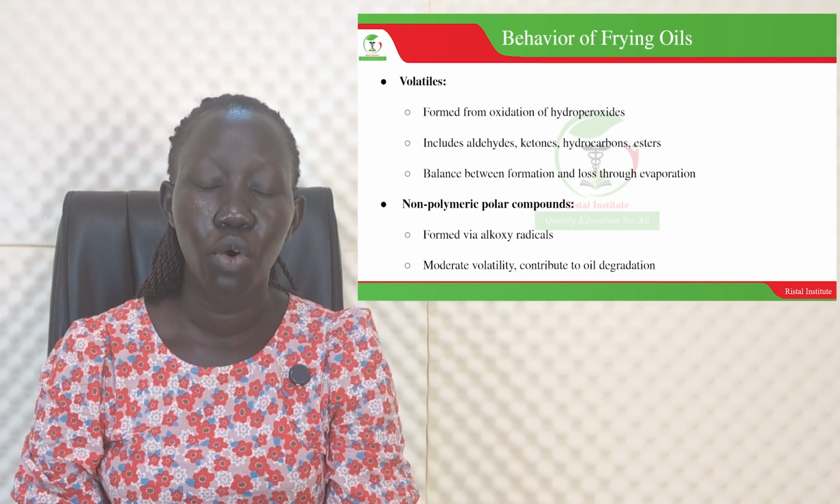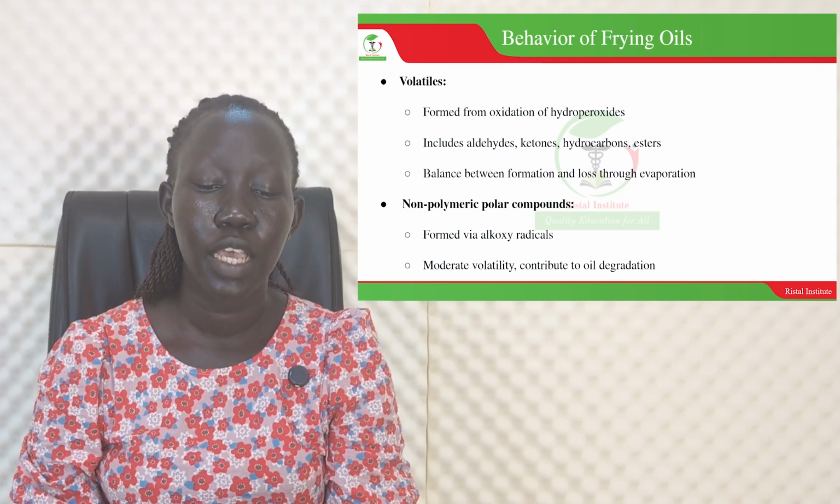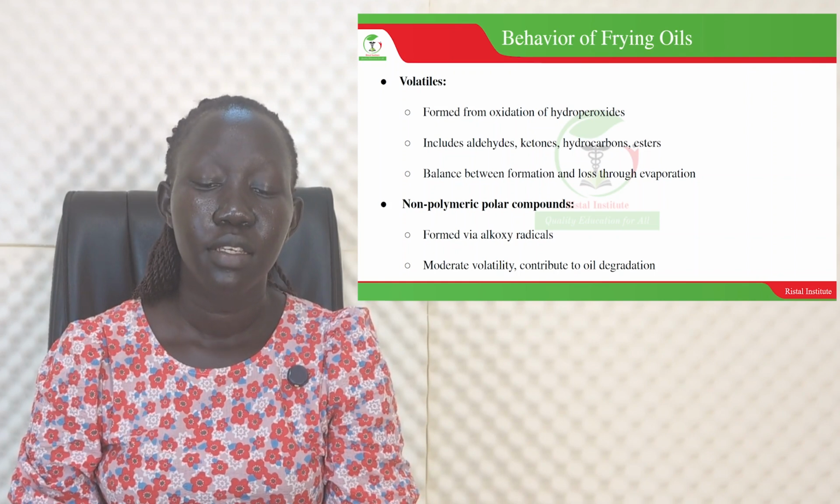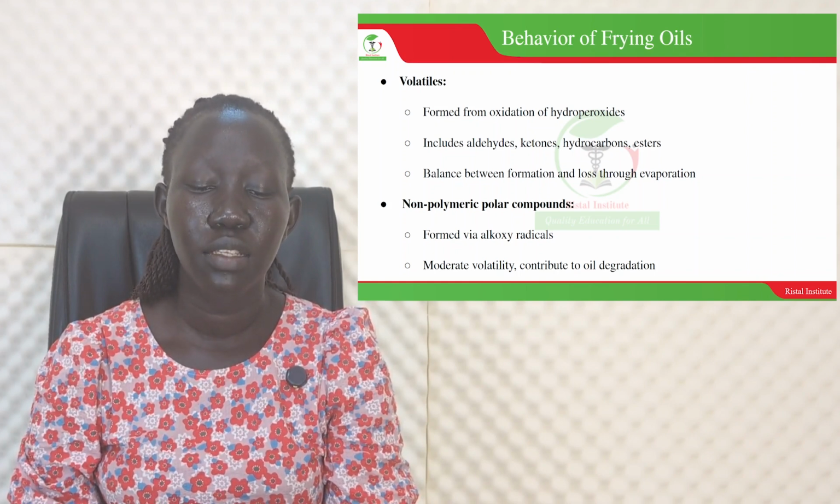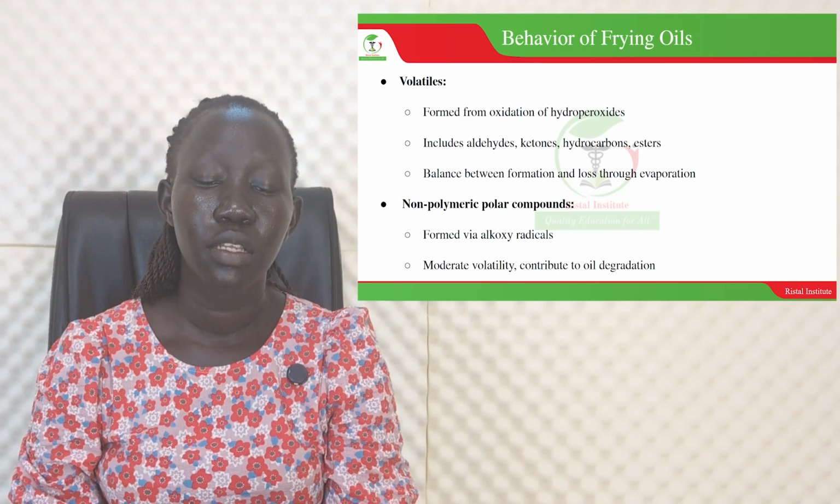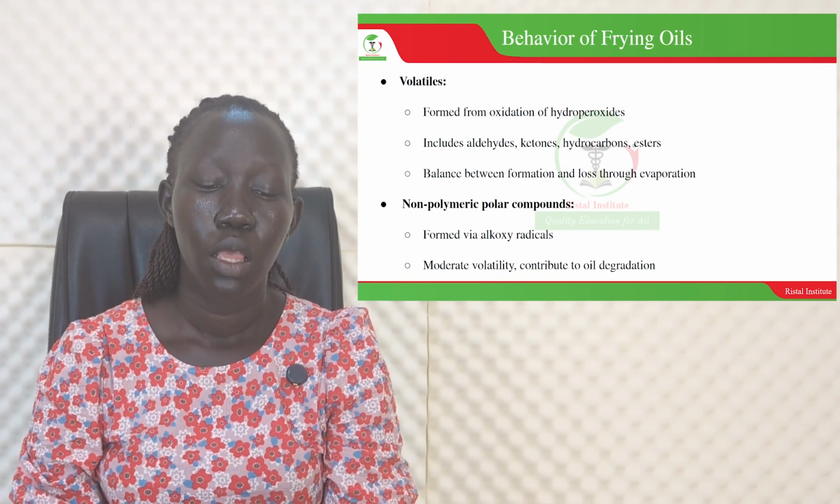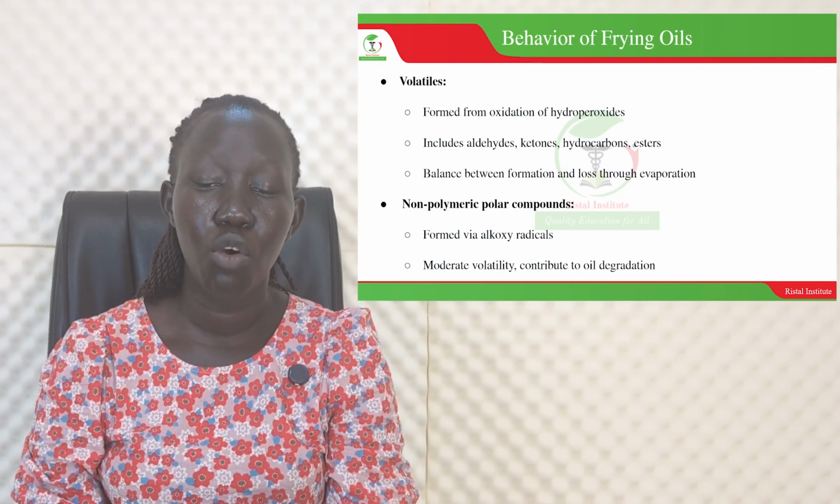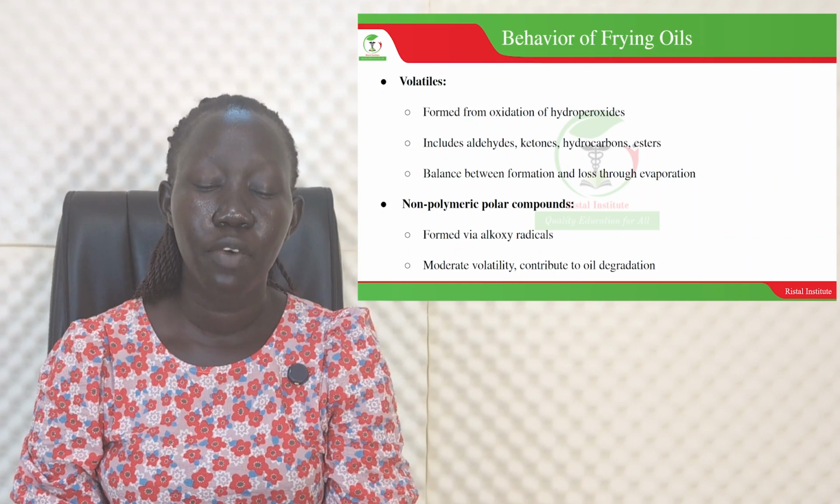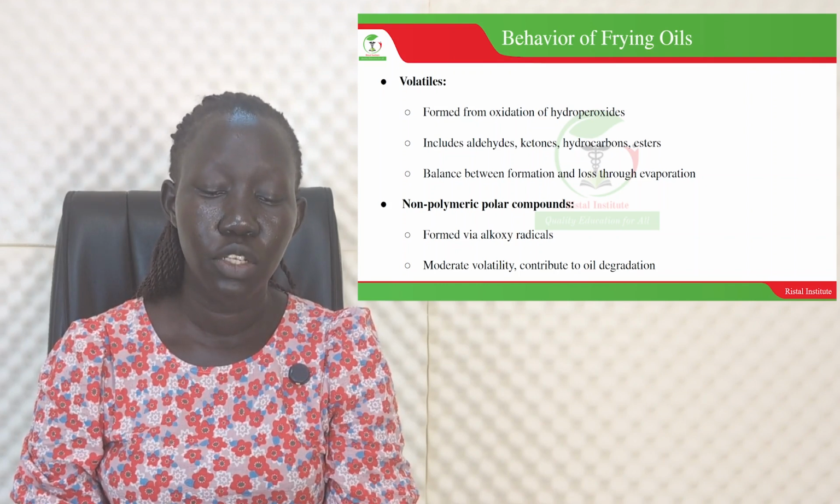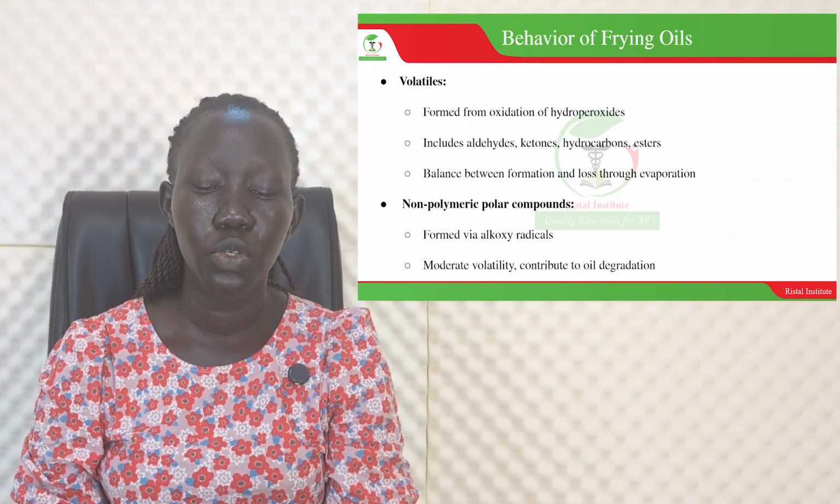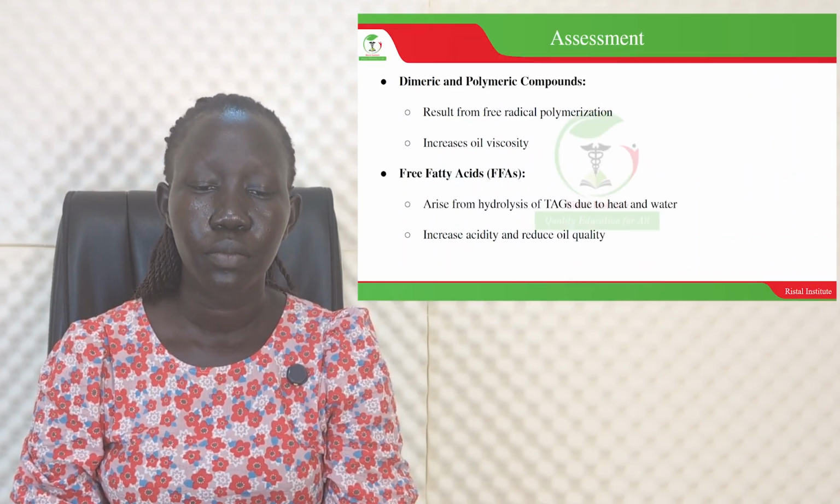The behavior of frying oils. 1. Volatiles. Volatiles are formed from oxidation of hydroperoxides, which include aldehydes, ketones, hydrocarbons, and esters. And this leads to a balance between formation and loss through evaporation. We also have the non-polymeric polar compounds during frying, which are formed via alkoxy radicals, and it involves moderate volatility and also contributes to oil degradation.